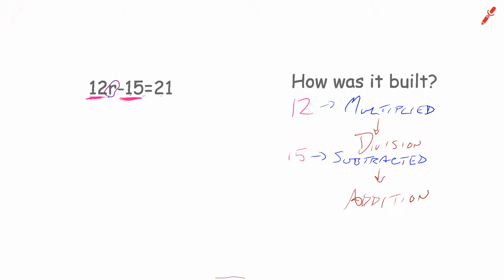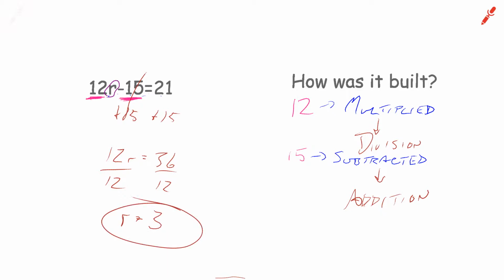So let's go ahead and just add 15 to both sides. Those cancel. 12r equals 36. Now I go through and I divide both sides by 12. r equals 36 divided by 12, which is 3. There you go, ladies and gentlemen.